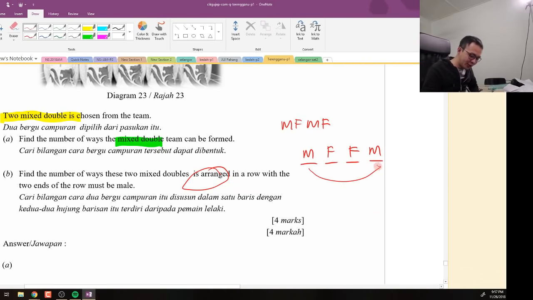So therefore, these 2 male, basically they can swap place among themselves, right? It will be 2 factorial. And then these 2 female, they can swap place among themselves, right? It's 2 factorial. They will multiply. The answer should be 4. Okay, so this is the only way you can arrange them. Or you want to do 2P2, yeah, you can always do that.